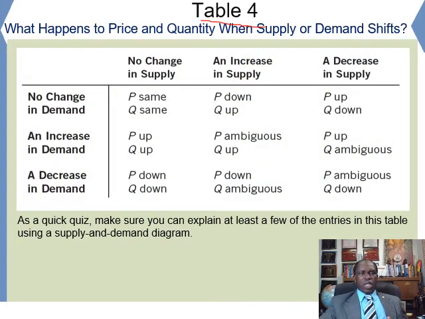Table 4 summarizes what happens to price and quantity when supply or demand shift. So you can see here no change in demand, increase in demand, and decrease in demand. Here no change in supply, increase in supply, and decrease in supply. So this is the end of chapter 4.